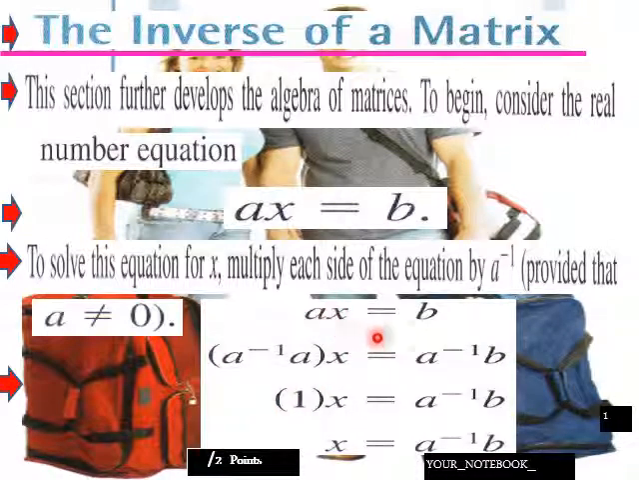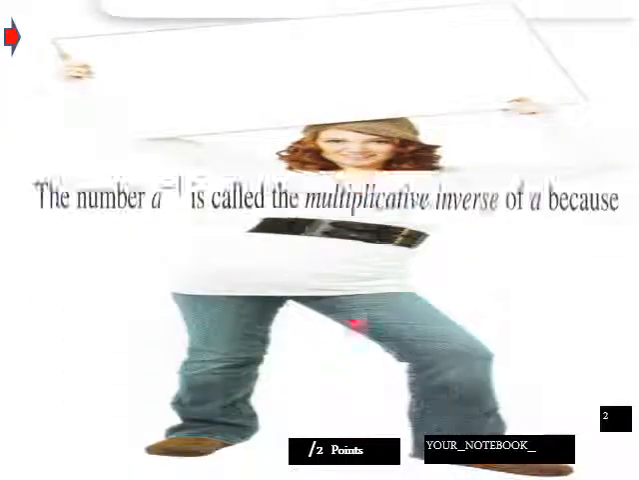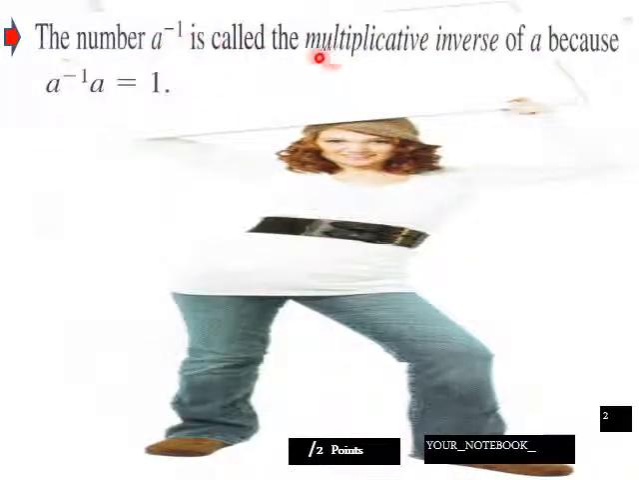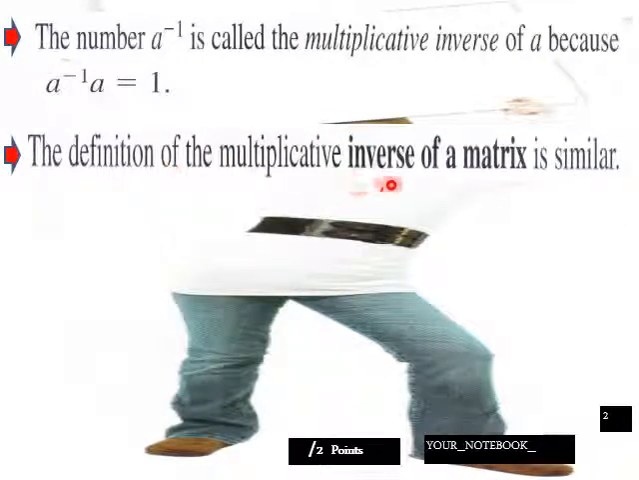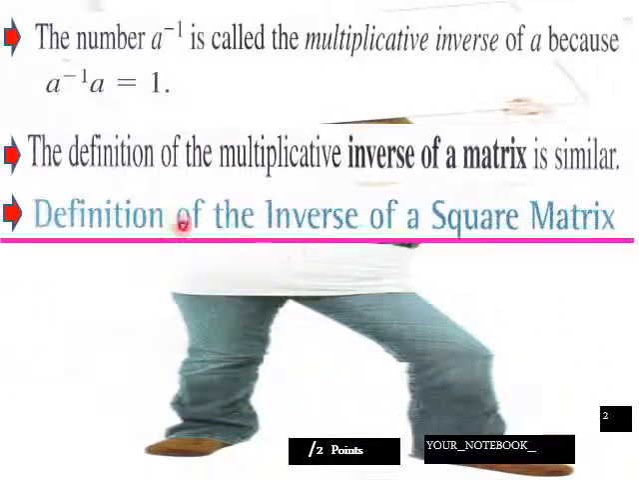So when we do that, ax equals b, and then the inverse of a times ax equals the inverse of a times b. Our a goes away, then we have x equals the inverse of a multiplied times b. That's the side of solving something algebraically. Knowing that, we can transfer that over into a multiplicative inverse, because a to the negative 1 times a equals 1. The definition of multiplicative inverse of a matrix is similar.